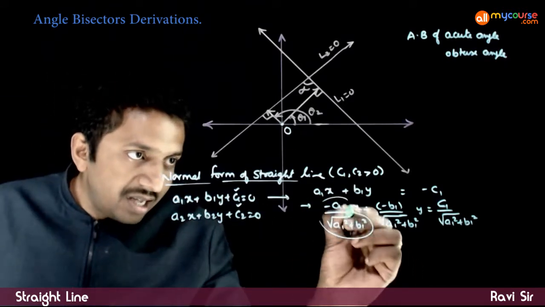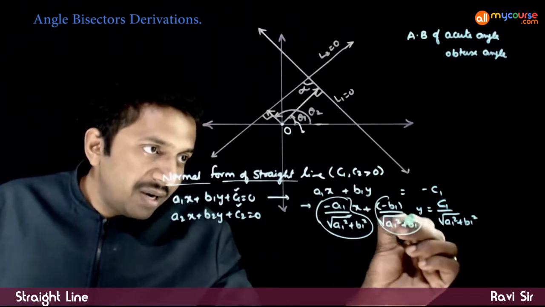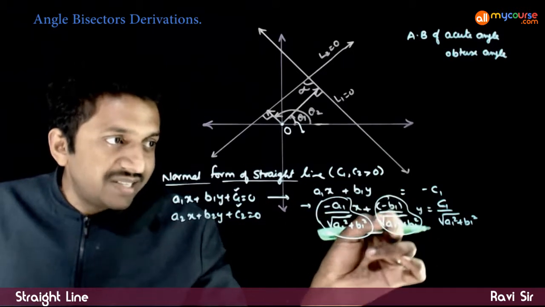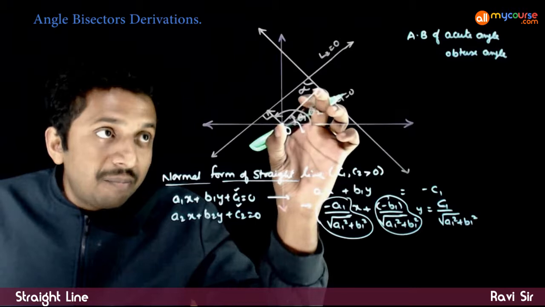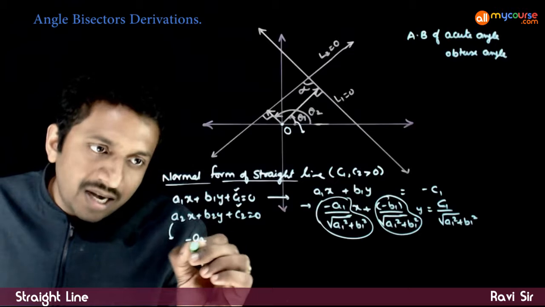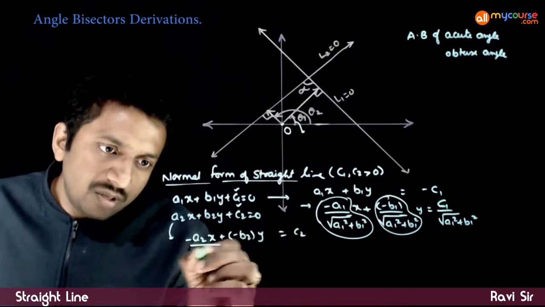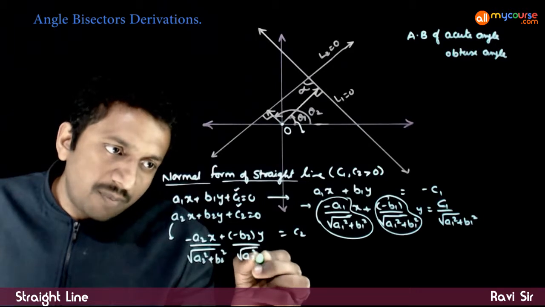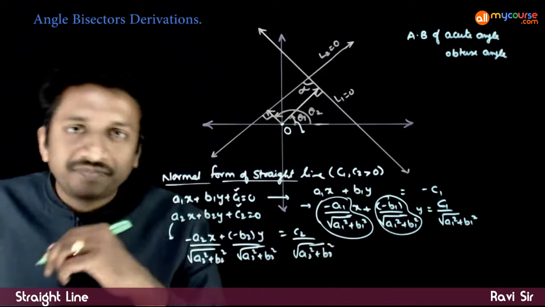So this term is nothing but cos theta 1. This is nothing but sin theta 1. Because the normal form is x cos theta plus y sin theta is equal to perpendicular distance. Theta is the angle made by the normal with x-axis. So what is the normal form of this line? Minus a2x plus minus b2y is equal to c2 by root of a2 square plus b2 square.